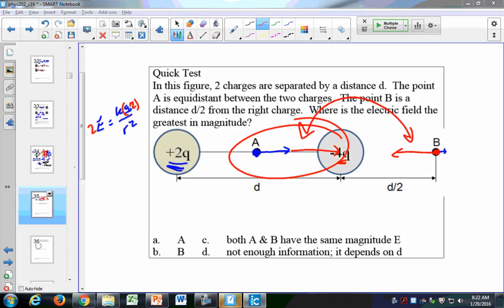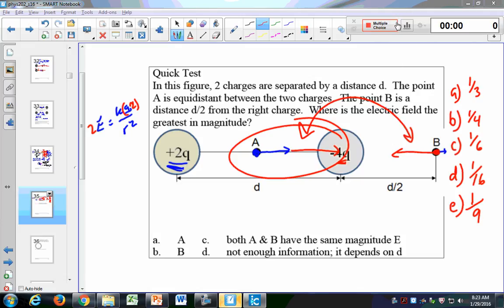Let's actually do that as a clicker question, so I'm going to give you some options. It's clearly smaller, but is it one-third as small, one-quarter as small, one-sixth as small, one-sixteenth as small, or one-ninth as small? So what is the relative length of this vector to this vector? Comparing the two blue vectors, by how much smaller is the one on the right to the one on the left?